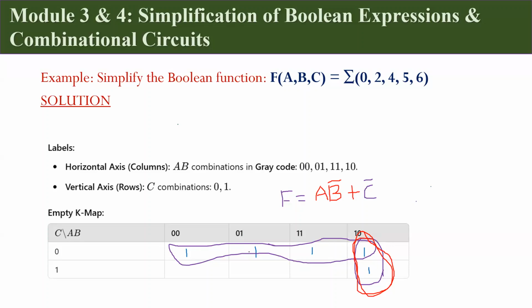So if you look at the first two columns, yes, you have A bar there. But if you look at the third and the fourth column, A bar is not there again. So it's only C bar that is common to all those four. And that is why we have C bar. Is that understood by everybody? Yes, sir. Okay. Now, that is the perfect thing you have done.